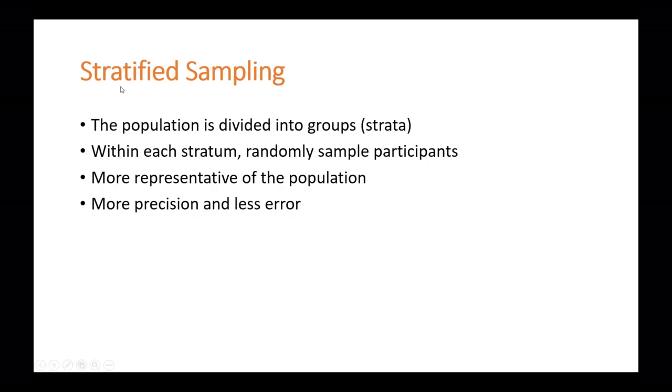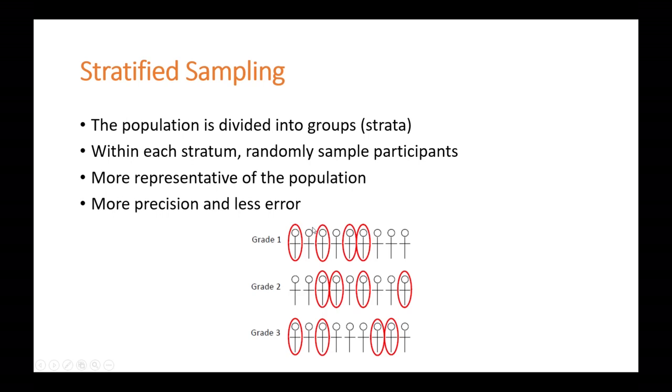Second type of sampling is stratified sampling. Stratification is nothing but basically grouping of individuals. So this population is divided into groups, and within each group or within each stratum, we randomly sample participants. So doing this, we are assuring that it is more representative of the population, and in this type of sampling, there is more precision and less error compared to simple random sampling.